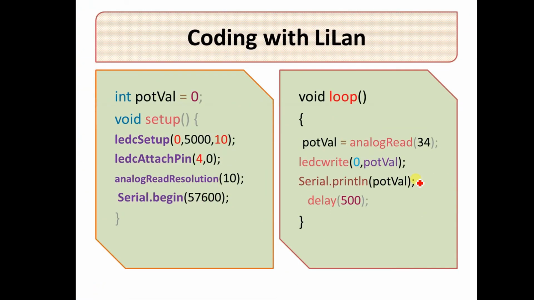In the second case, we are using the same pin 34 that is connected to the potentiometer. We are taking one variable in which we will store the analog value we read. To understand analog write, you can go to tutorial number 2. First, we are using the ledcSetup function. In this, we give the channel number, frequency and the 10-bit resolution. The second function we are using is ledcAttachPin. Channel number 0 is attached to pin number 4.